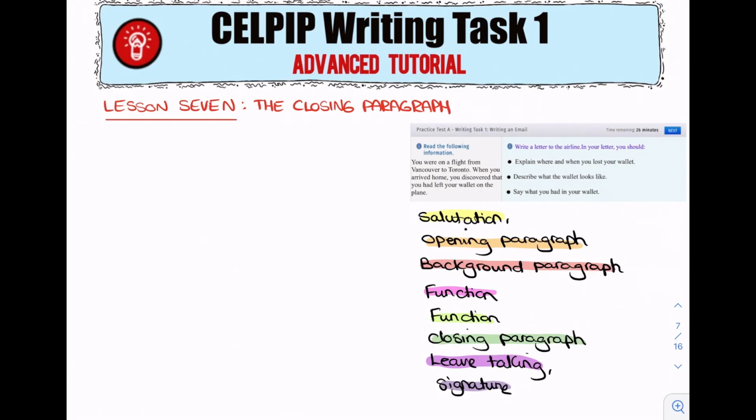You are now watching the 7th lesson in our multi-part masterclass on CELPIP writing task 1, or the email task. In previous lessons, we have covered the task prompt. We've looked at the outline that you should draw for your letters. We've looked at various sections of the letter, namely the salutation, the opening, the background paragraph, and the function paragraphs. Now, we want to turn our attention to the closing statements.